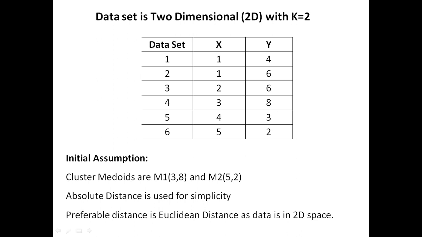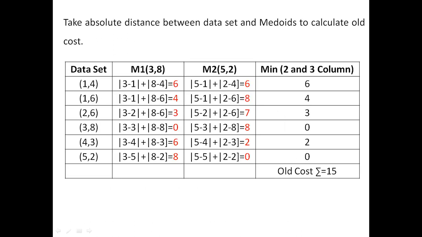So initial assumptions for cluster medoids are 3, 8 and 5, 2. We make a random choice. So 3, 8 and 5, 2 are our initial medoids. Absolute distance is used for simplicity rather than the Euclidean distance. Now this is our data set, that is 6 points are there, with our initial assumption of 3, 8 and 5, 2.